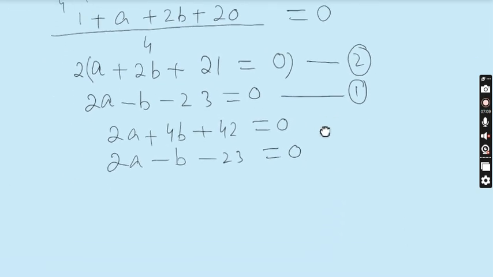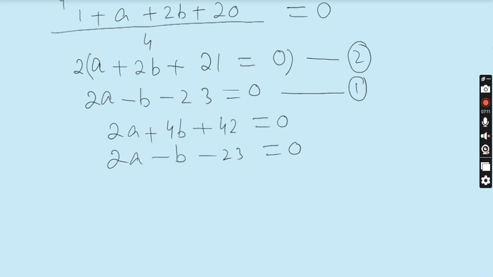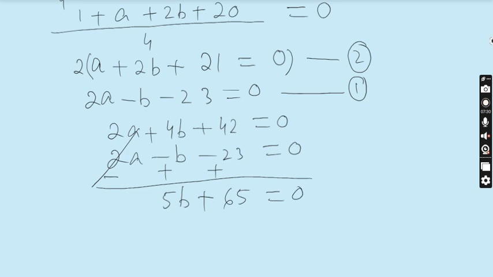Subtract these two equations. This is negative, this should be positive, this should be positive. 2a and 2a cancel. 4b minus b is 5b, and 2 plus 3 is 5, and 4 plus 2 is 6, equal to 0.